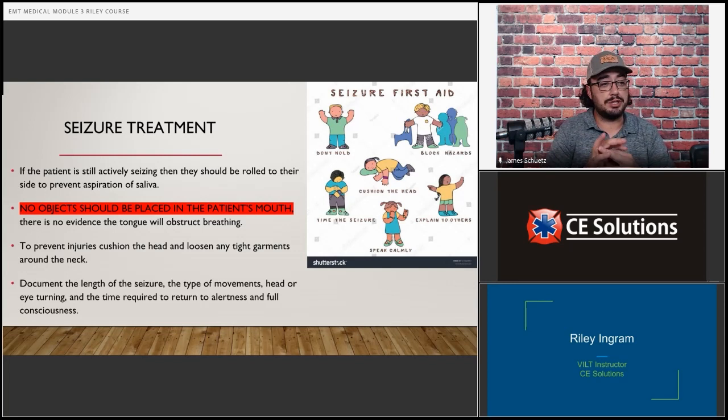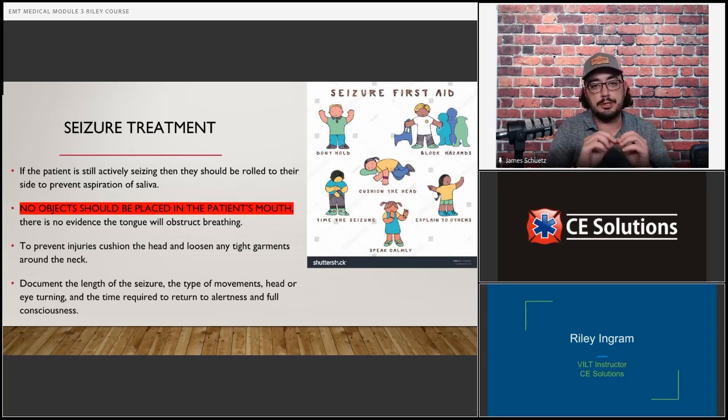To prevent injuries, cushion the head and loosen any tight garments around the neck. That way they don't suffocate themselves or choke themselves out. Document the length of the seizure, type of movements, head or eye turning, and the time required to return to alertness and full consciousness. That last bullet is very important.